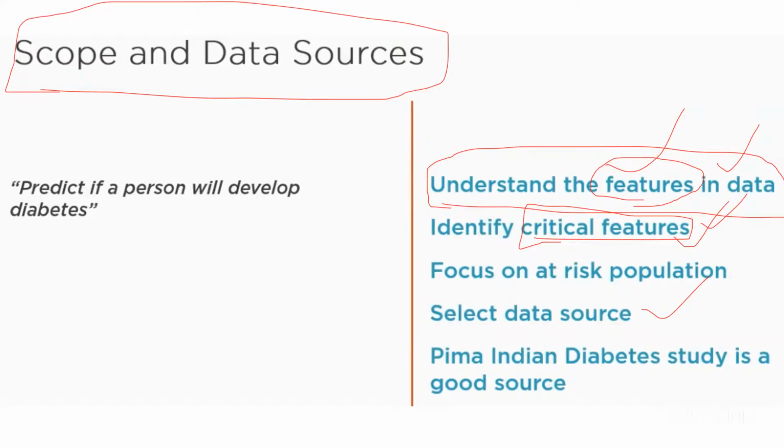For this problem, person diabetes, we can take the PIMA Indian diabetes study. They provide certain data, not PII data, as open source, and that is one of the good sources for this problem statement. These are the things we need to do during the scope and data sources. Let me know, guys, if you have any doubts.